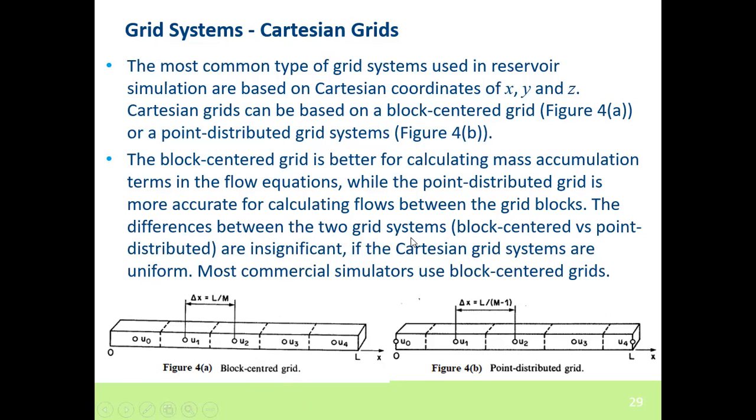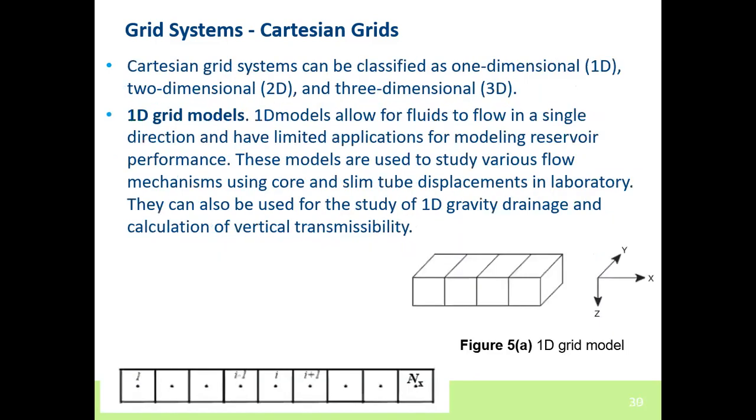The differences between the two grid systems are quite insignificant, provided the Cartesian grid is uniform. Even though most simulators use block center, many modern simulators now make provisions for different grid system types. So the Cartesian grid system can be classified as 1-dimensional, 2-dimensional, and 3-dimensional. Let's look at the utility of these different grid models.